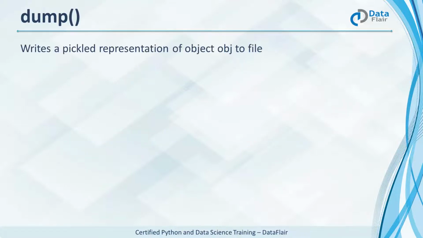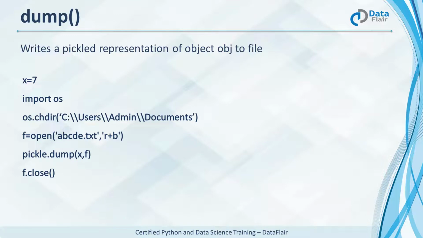Let's first talk about the dump function. This writes a pickled representation of an object to the open file object file. X is 7. Import os and get to documents. Now open the file abcde.txt in write and binary mode and dump the value of X to this file. Close the file. These are the contents now. You can see that this isn't readable.